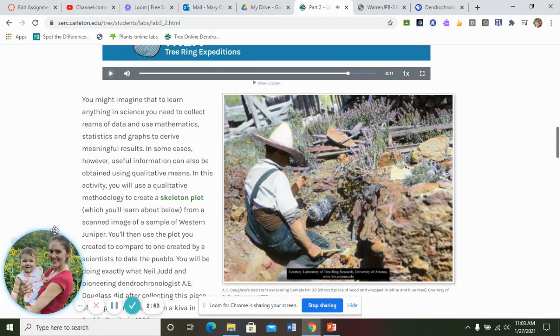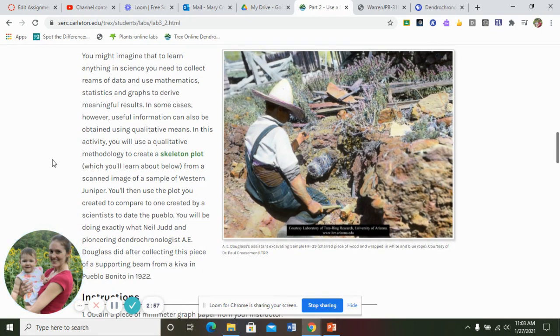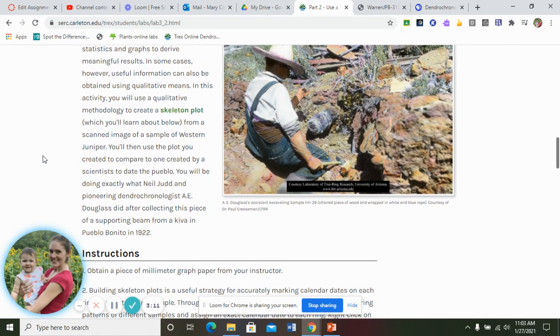You might imagine that to learn anything in science, you need to collect reams of data and use mathematics, statistics, and graphs to derive meaningful results. In some cases, however, useful information can also be obtained using qualitative means. In this activity, you will use qualitative methodology to create a skeleton plot, which you'll learn about below, from a scanned image of a sample of western juniper. You'll then use the plot you created to compare to one created by the scientist to date the Pueblo.